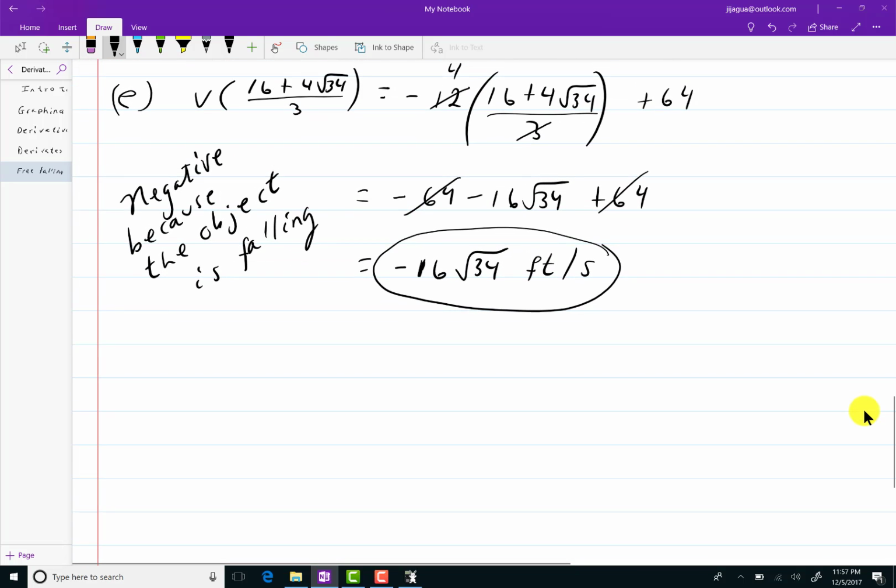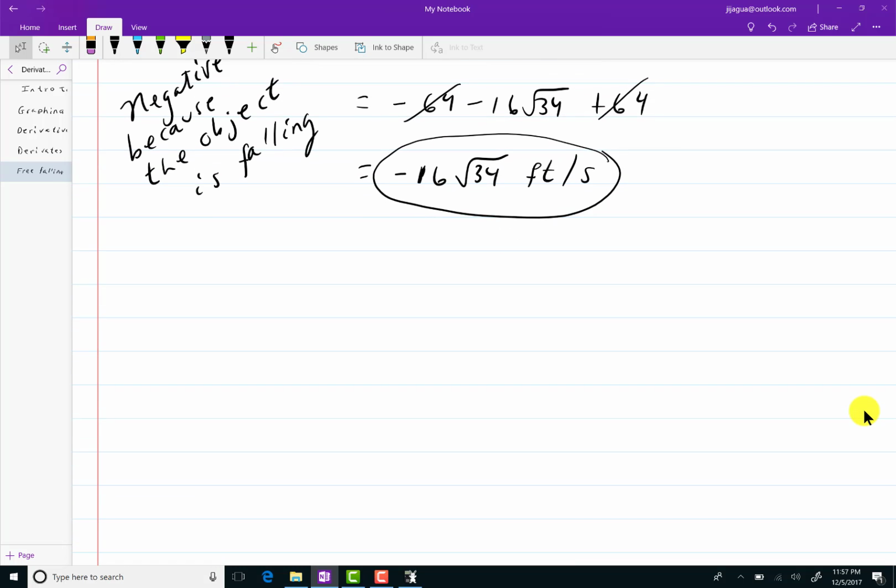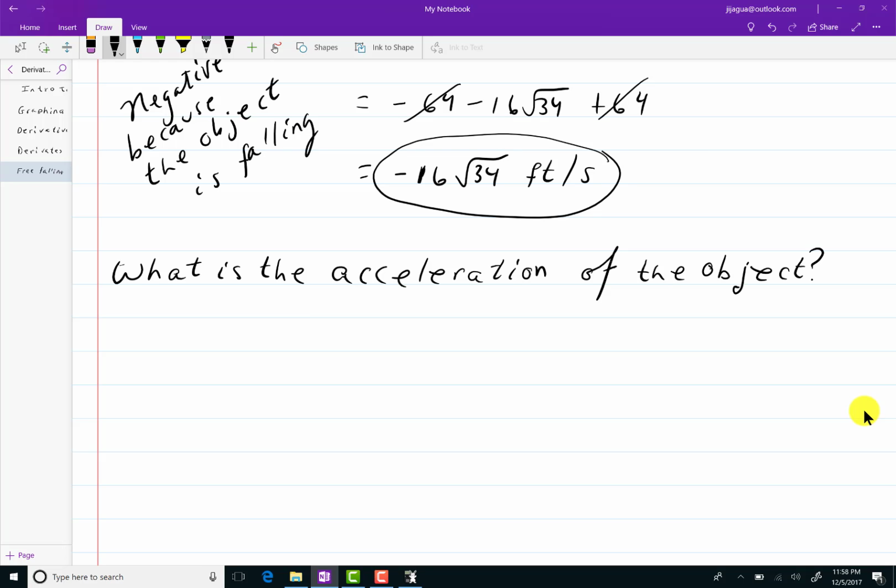So, if you want to go ahead and get a decimal version of it, that's fine with me. There are some questions that were not asked. What is the acceleration of the object? Well, the acceleration, a of t, is actually equal to the derivative of v. Acceleration is the derivative of velocity. And the velocity, if you remember, v of t was negative 12t plus 64.